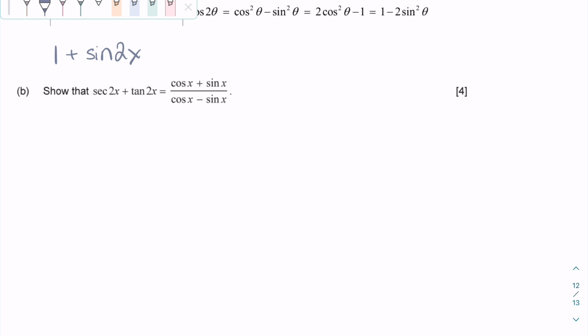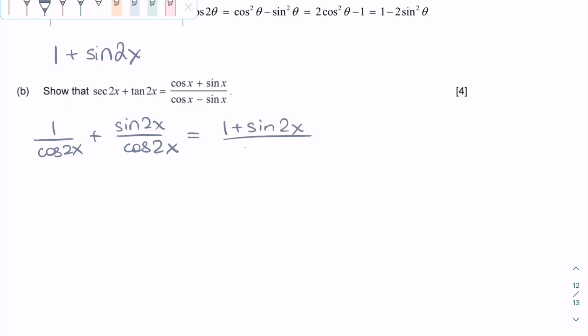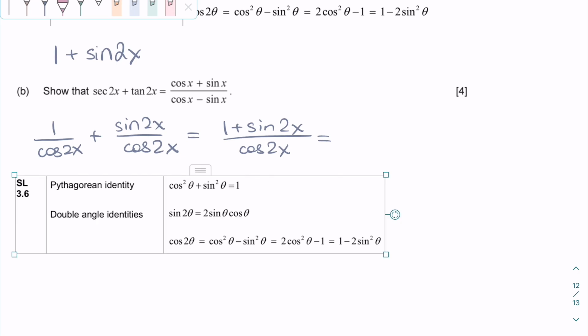Part B asks us to show that secant 2x plus tan 2x equals (cosine x plus sine x) over (cosine x minus sine x). We can first rewrite the left-hand side as 1 over cosine 2x, and tan will be sine 2x over cosine 2x. Next, we can combine the two fractions. So in the numerator we have 1 plus sine 2x over cosine 2x.